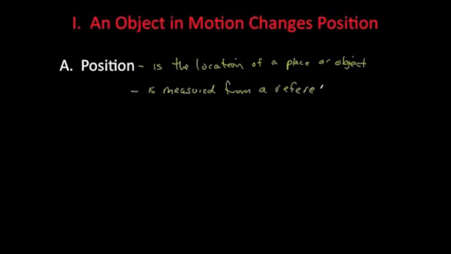Today we're going to discuss how we describe position. Position is the location of a place or object. And position has to be measured from what we call a reference point. And a reference point is an object or a landmark from which we describe the position of another object.